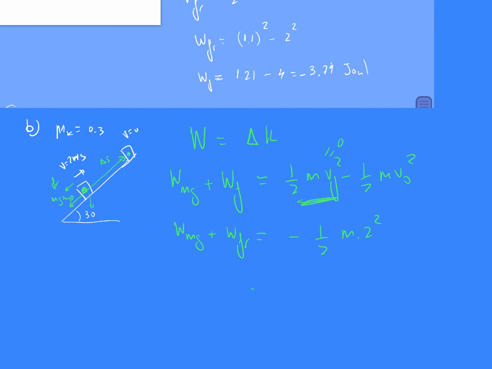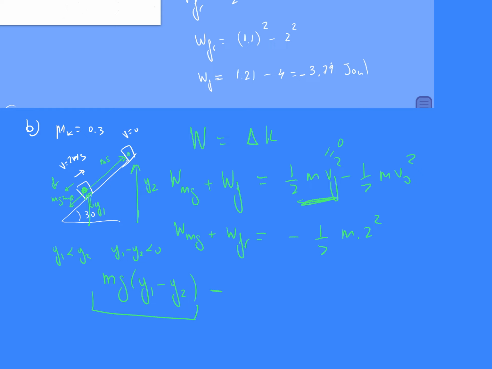Now I have to write the work of the weight. The work of the weight is mg (y1 minus y2). Remember that y1 is smaller than y2. This is y1, this is y2. So y1 minus y2 is negative. So this work is negative. mg (y1 minus y2) is a negative work.